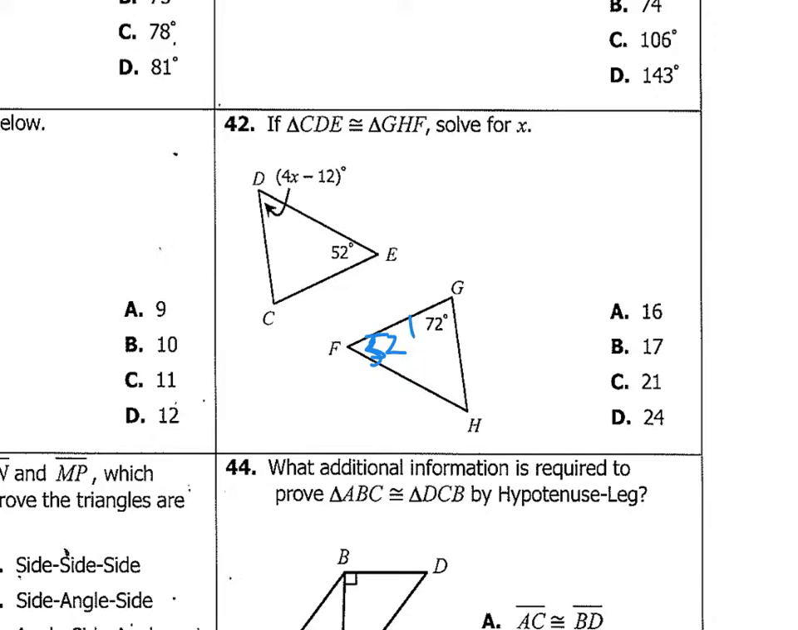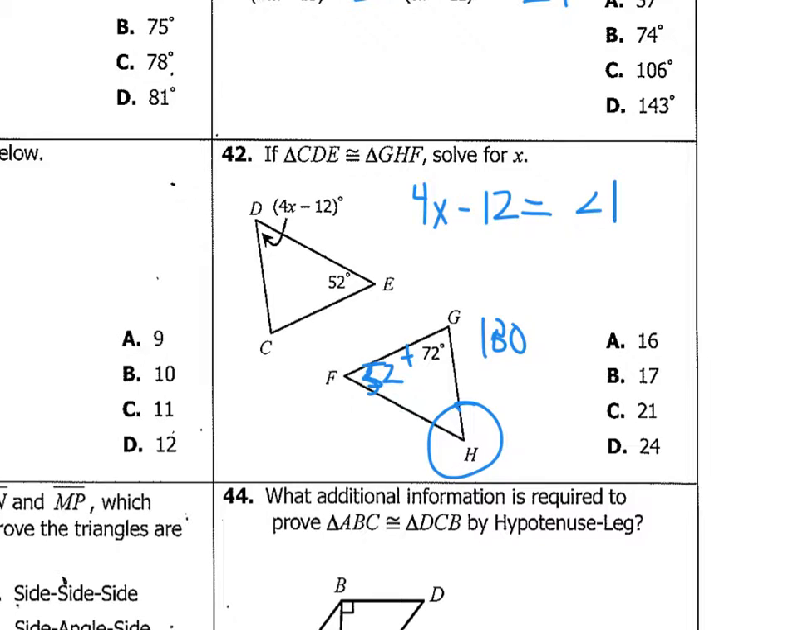Now you know two angles, add them together, subtract them from 180. That'll give you H. And then take 4x minus 12 and set it equal to whatever you got for angle H, and you're solving for x. That's it. Choices are over here.